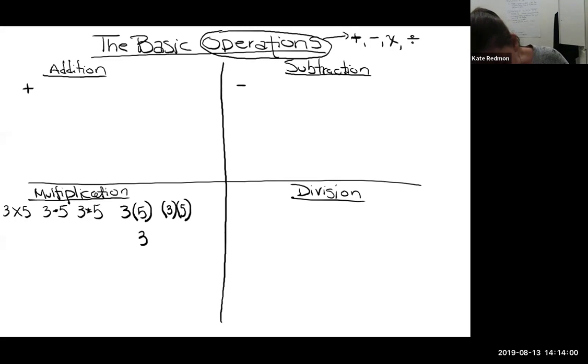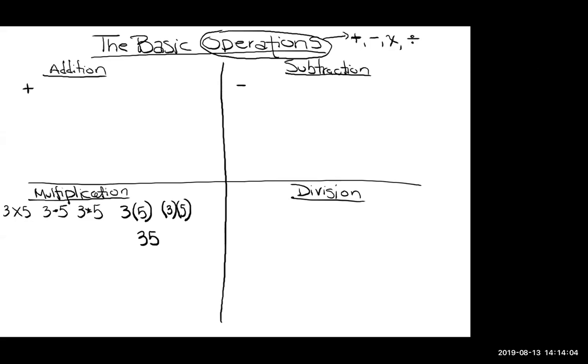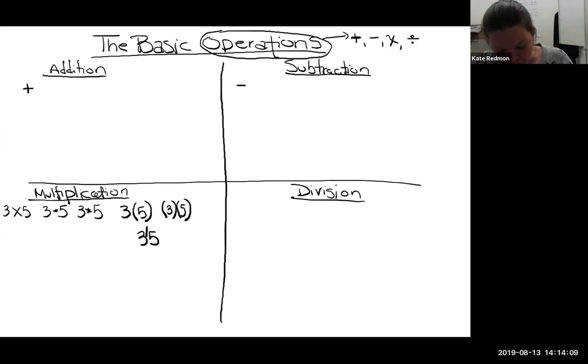Imagine if I wrote 3 and 5 really, really close like that. Does that mean 3 times 5? No, that's 35. No, that says 35. So the parentheses are just there so you see that one's a 3 and one's a 5. It's the proximity telling us to multiply. Does that make sense, David?